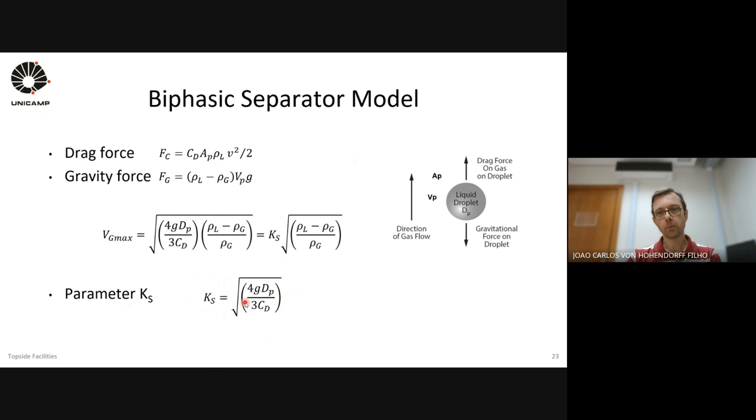But what is important to understand is that we have two main aspects related to this kind of model. One is the fluid phase behavior, in terms of density, that is not complicated to calculate. The other is the liquid droplet operating under two forces, drag force and gravity force, and this parameter can be evaluated by the manufacturers of this kind of equipment. If we have these parameters, I can calculate the maximum gas velocity.